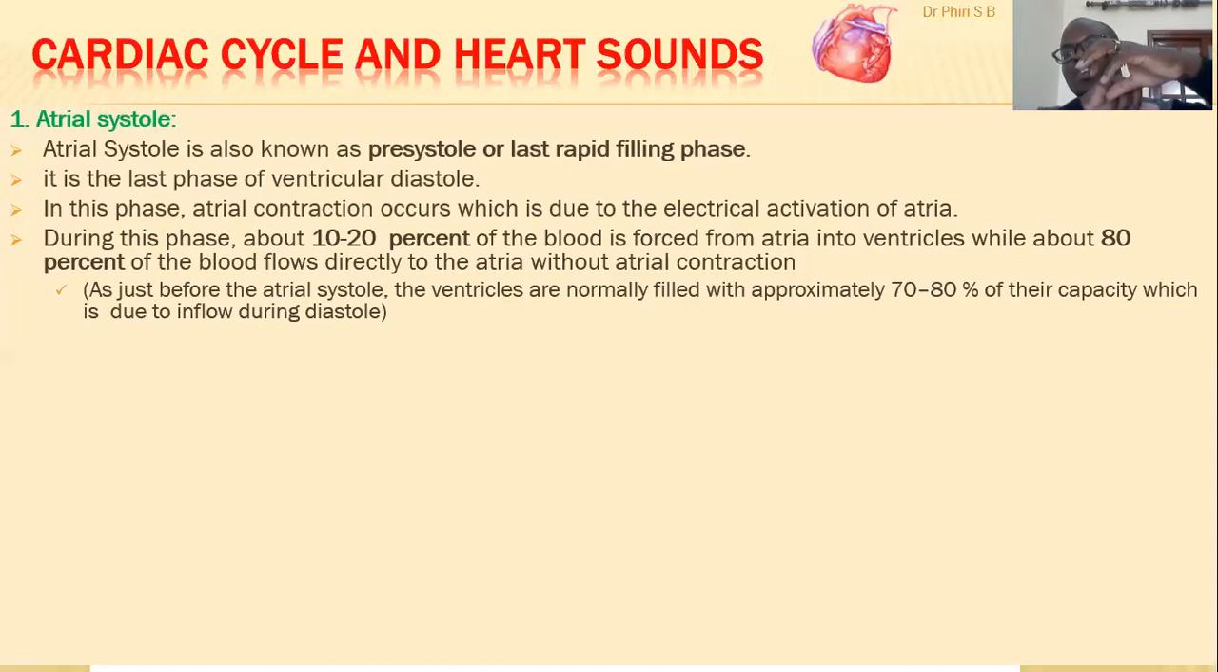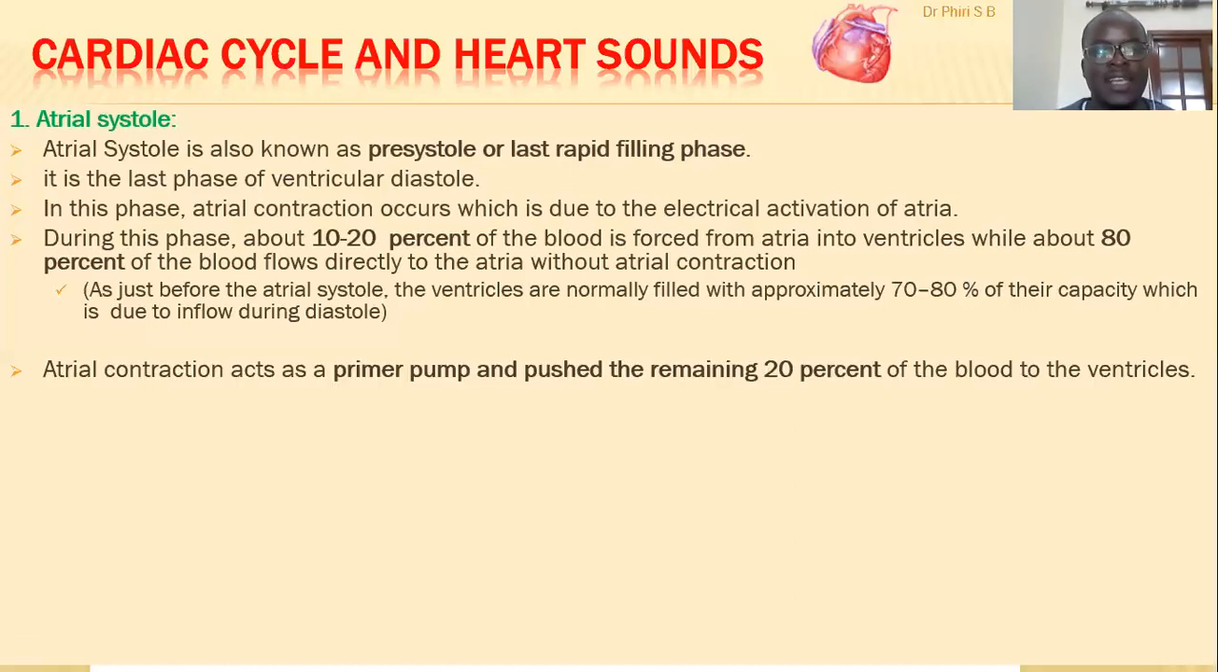So blood is just moving from the inferior and superior vena cava into the right atrium and also into the right ventricle. Or it's moving from the pulmonary veins into the left atrium, then into the left ventricle. That movement, which is passive, is about 80%. Then the contraction of the atria adds about 20%. The atrial contraction acts as a primer pump and pushes the remaining 20% of blood into the ventricles, like I've already explained.